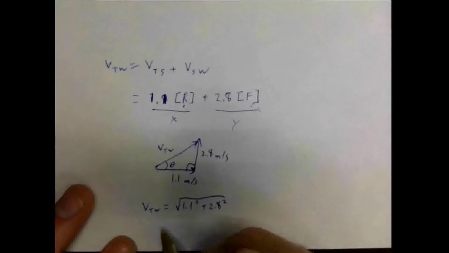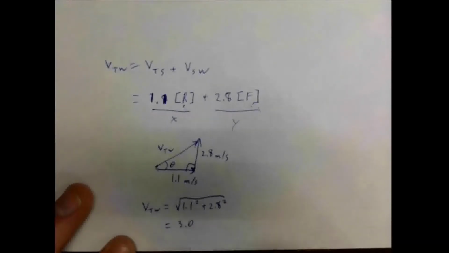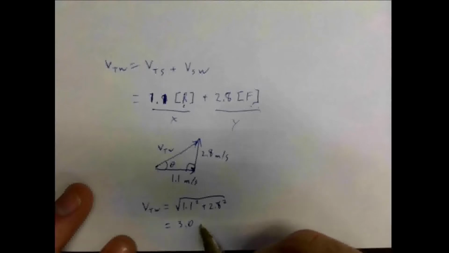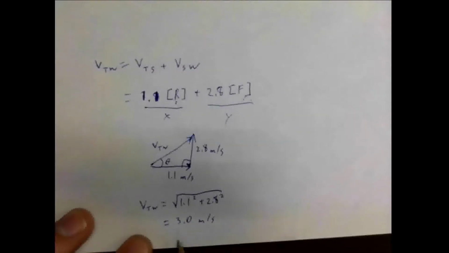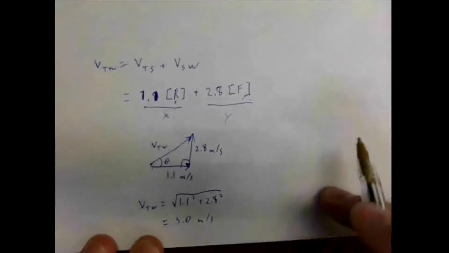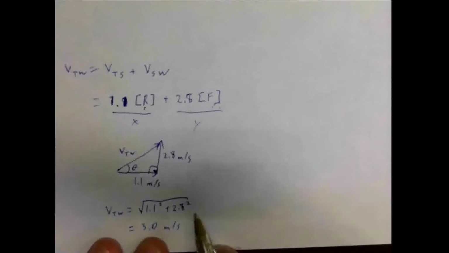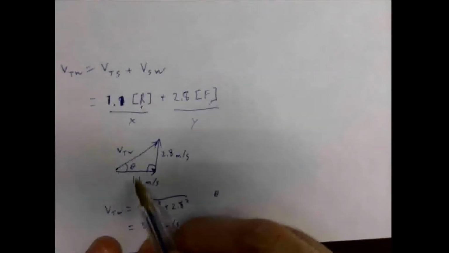And after I solve that, I'm going to get something very similar to 3.0. And that would be my meters per second. That's my magnitude. However, what I need to do now is find out my direction. In order to find out my direction, I need to find out this angle.